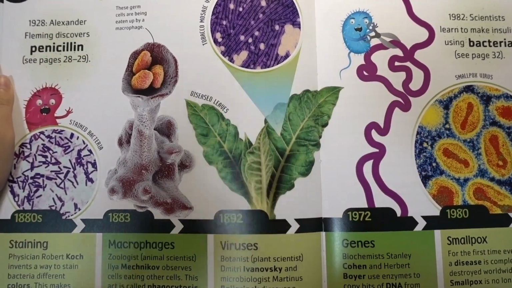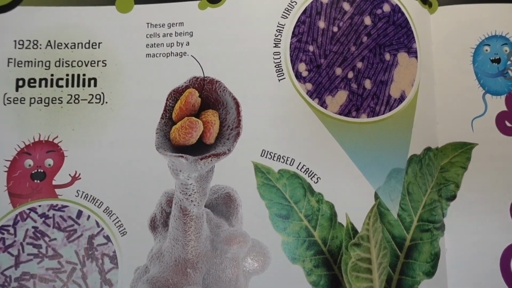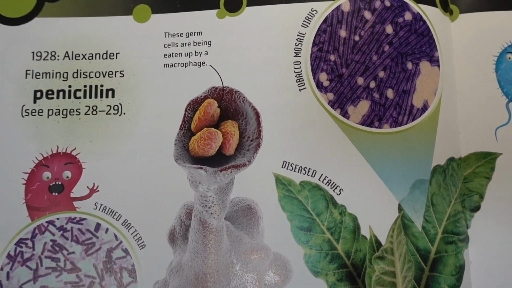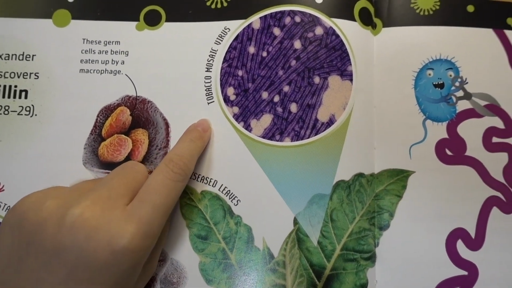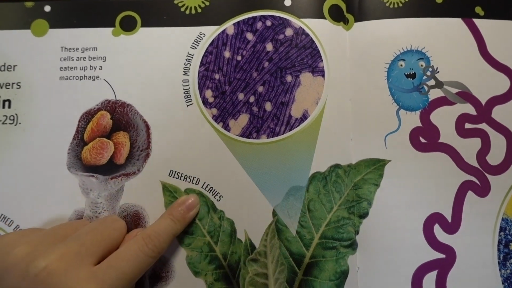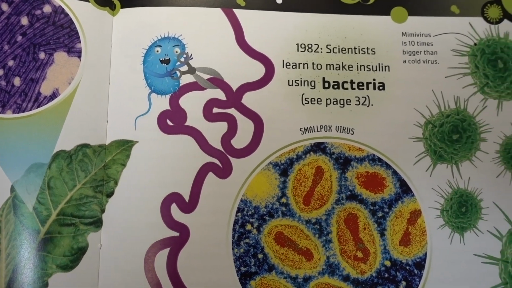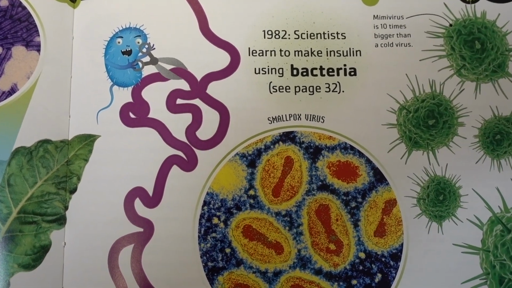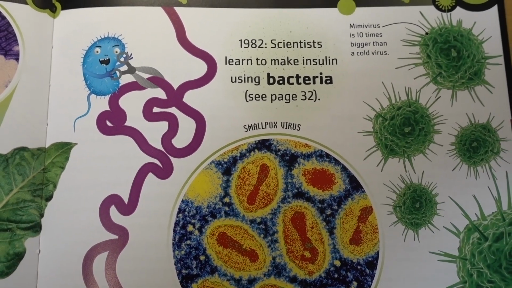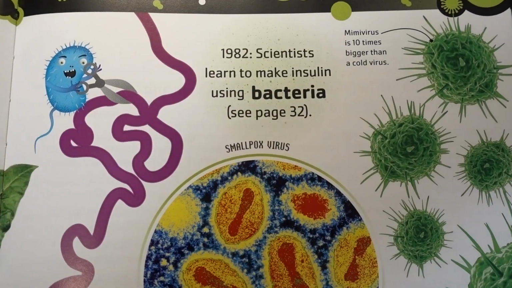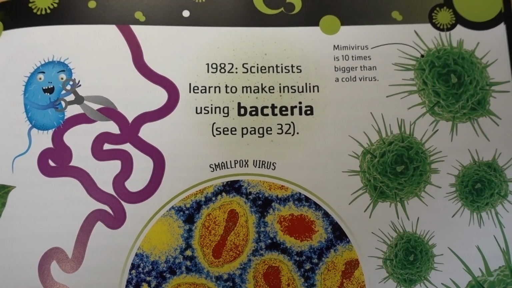1928. Alexander Fleming discovers penicillin. These germ cells are being eaten up by a macrophage. Tobacco mosaic virus. Diseased leaves. 1982. Scientists learn to make insulin using bacteria. Smallpox virus. Mimi virus is 10 times bigger than a cold virus.